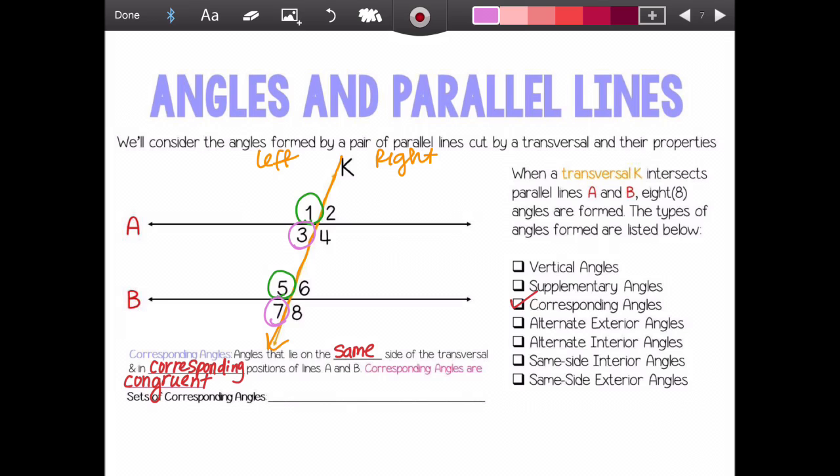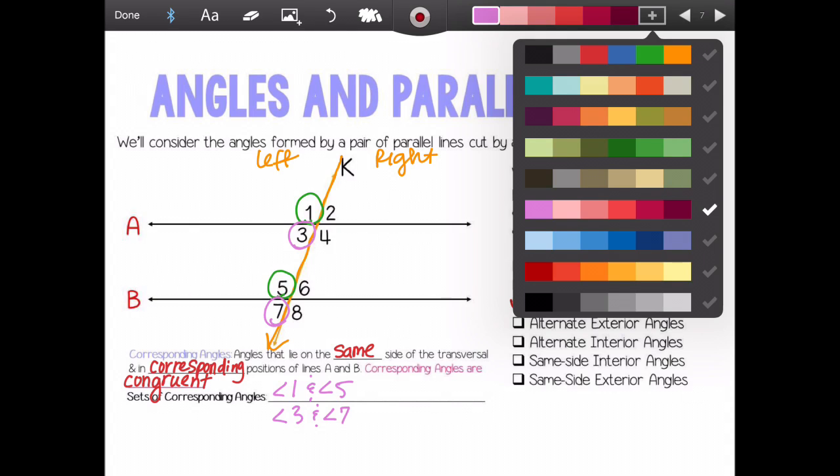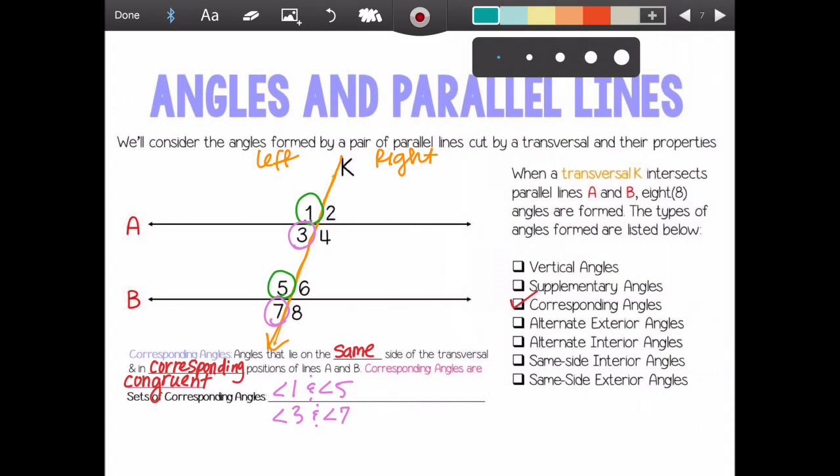Corresponding angles are on the same side of the transversal and in corresponding positions. So here we have angle 1 and angle 5, angle 3 and angle 7, and we could keep going. There's several corresponding angles here. Let me pick this one, 2 and 6 are corresponding, but now again, this is on the right side. They're on the same side, but now they're on line A and line B. So again, angle 2 and angle 6, and we could keep going, so on and so forth.